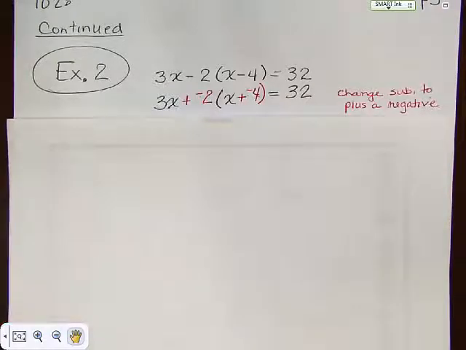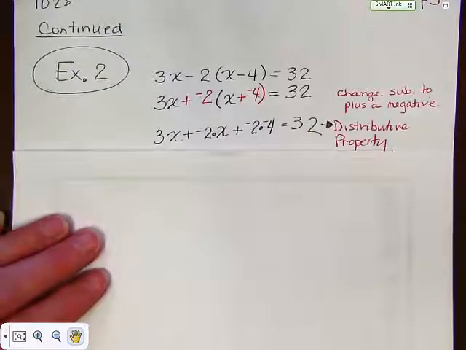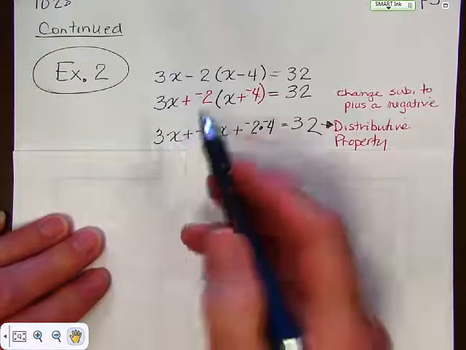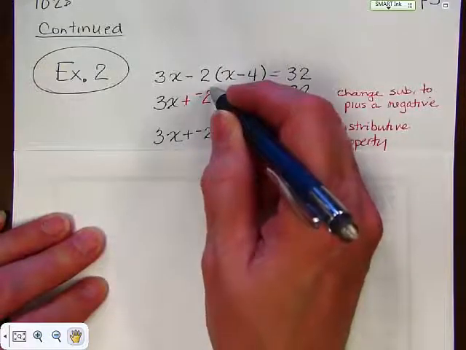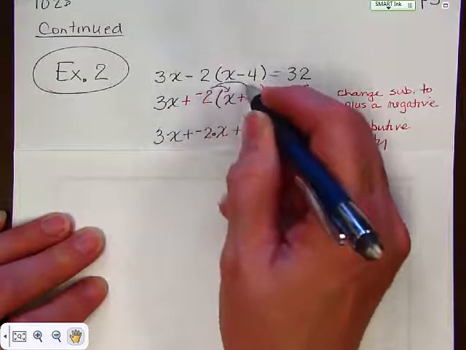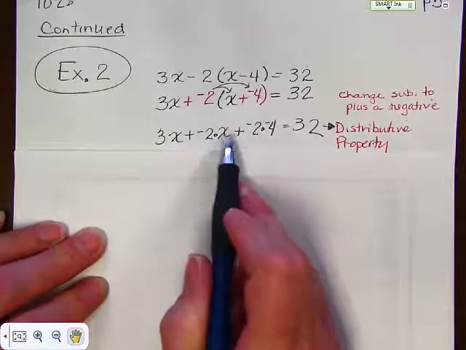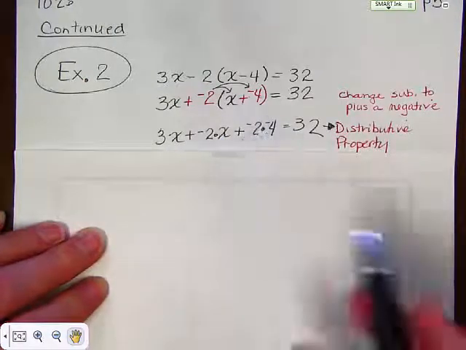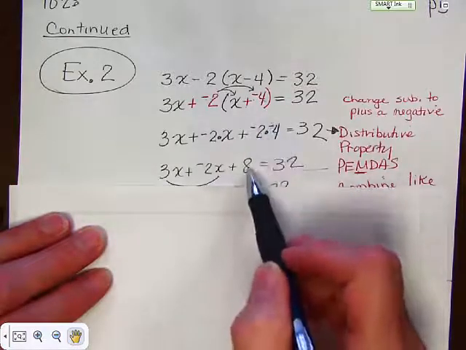Now I've got all addition. The next thing I would probably do is take 3x plus, and then I would go ahead and distribute, and that's back up here on this step. You're going to distribute that -2 times the x, and then the -2 times the -4. Using the distributive property, end with -2x plus -2 times -4. Okay, now you have 3x plus -2x plus 8, because negative times a negative is a positive.